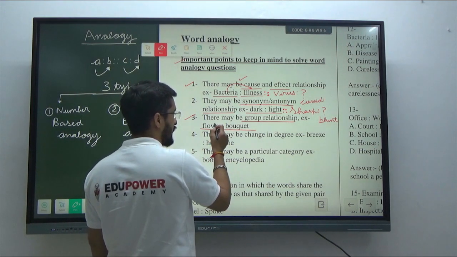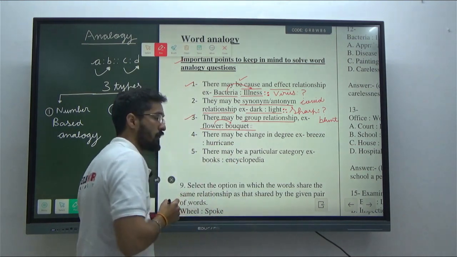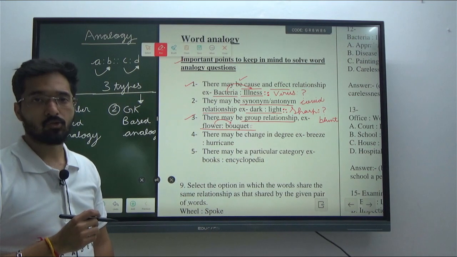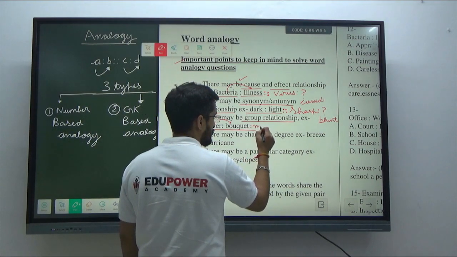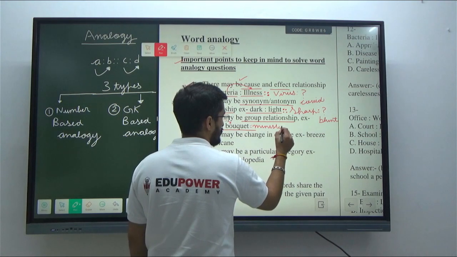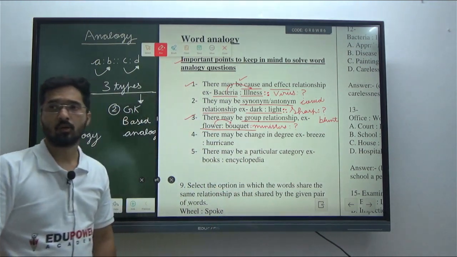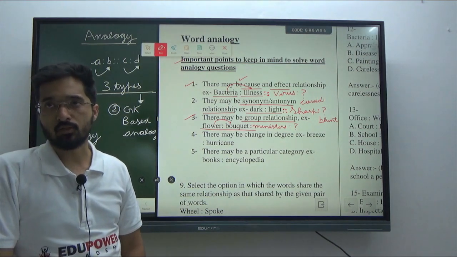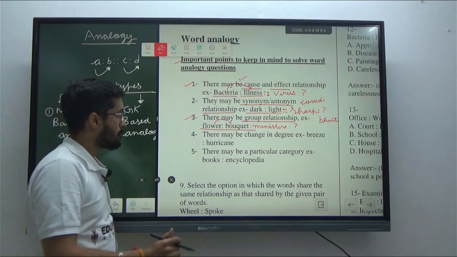So we know that a group of flowers is called a bouquet, right? Group of flowers is called a bouquet. Likewise, ministers is to what? Should be ministers is to council. A group of ministers is called a council, right?